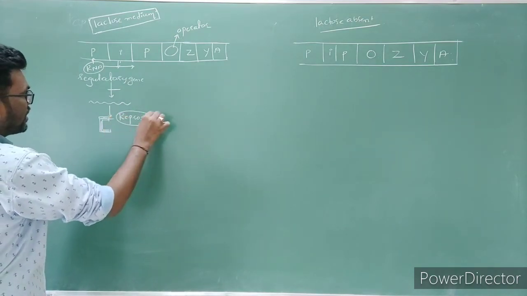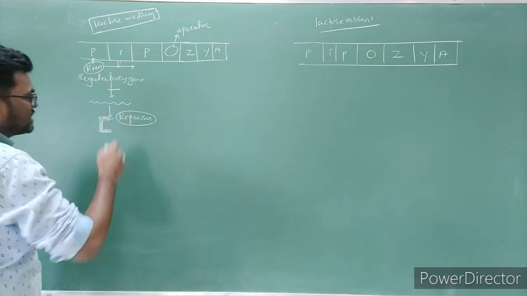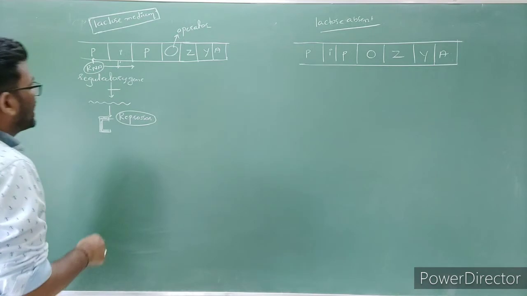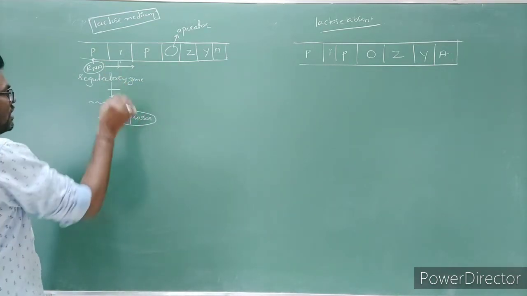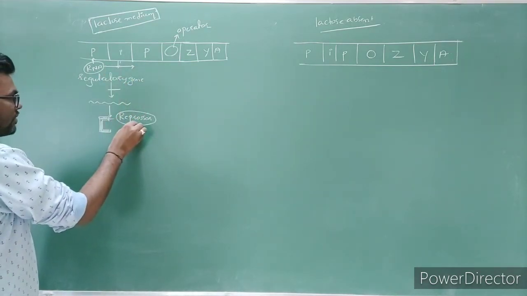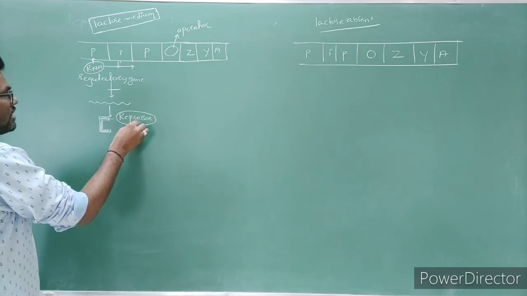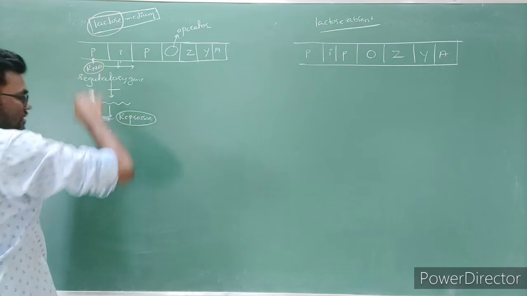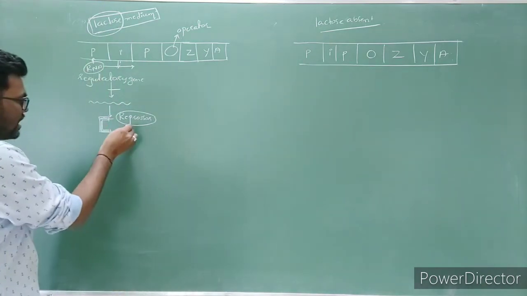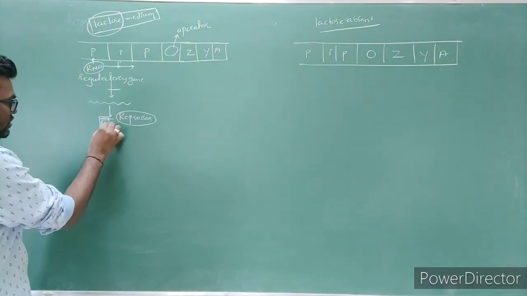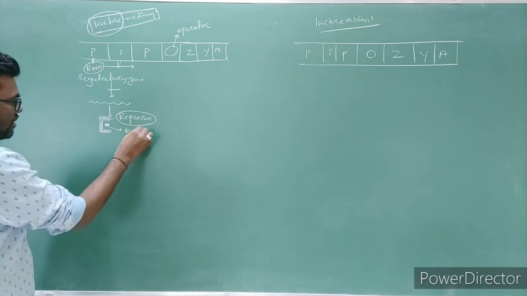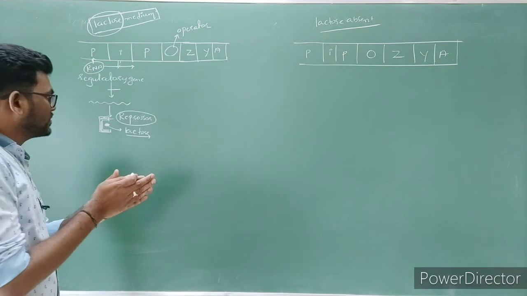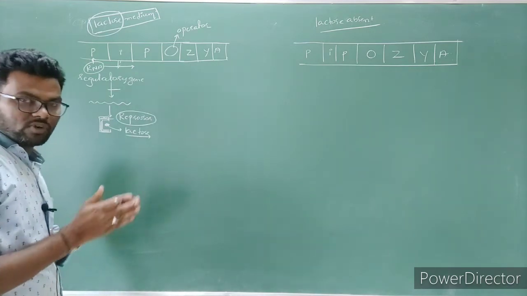It is one regulatory gene product, which we can call a repressor. We will see why it is called a repressor. After the repressor is formed, lactose is already there in the medium or in the cell. So now this repressor is going to bind with the lactose. Now the lactose-repressor complex is formed.